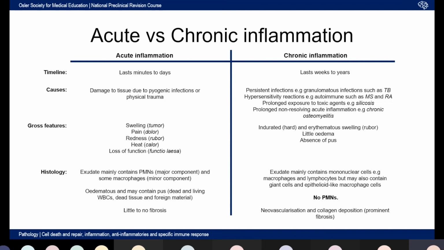Whereas chronic inflammation doesn't really show any pus, because it tends not to be a pyogenic infection, so an infection that causes pus, that causes it. There's very little edema, again, because not many cells are migrating at this point. Since it's been lasting for weeks and years, it's more mediated within the tissue now rather than external cells within the blood coming into the tissue. But the histology is very different between these two.